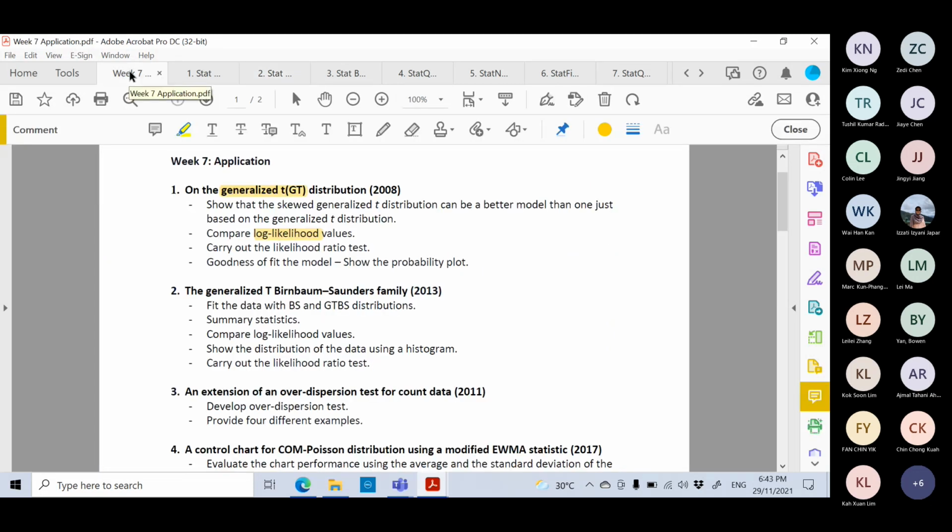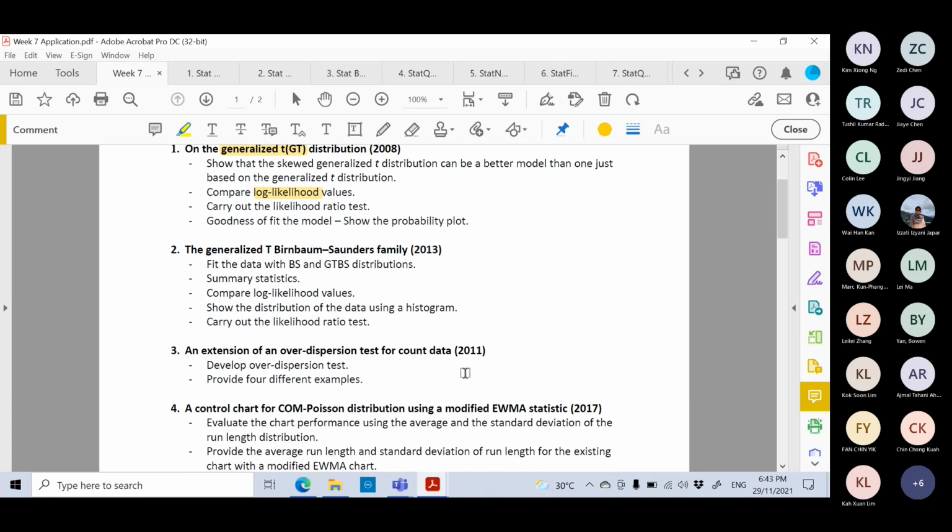These two papers are statistics papers. And then for the third paper, instead of proposing a distribution, it proposes what they call a hypothesis test.